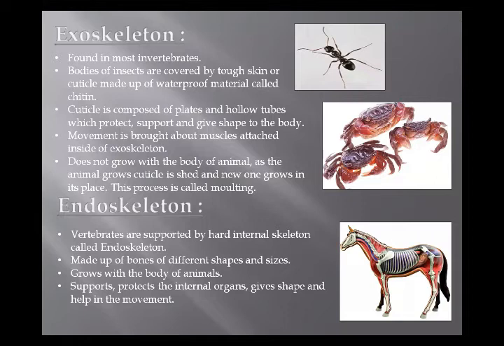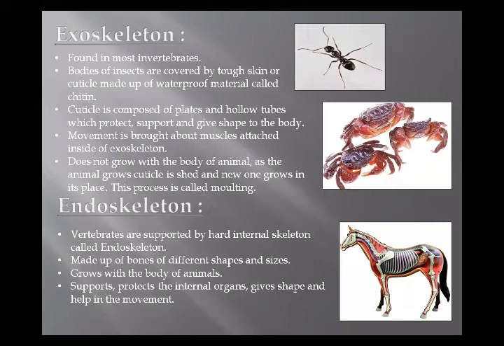I repeat, the exoskeleton covers the body of insects externally with a tough skin, and this tough skin is called the cuticle. This cuticle is made of a waterproofing material, and this material's name is chitin. As it is waterproof, the water inside the body of insects cannot easily evaporate and they can survive in a very hot environment.